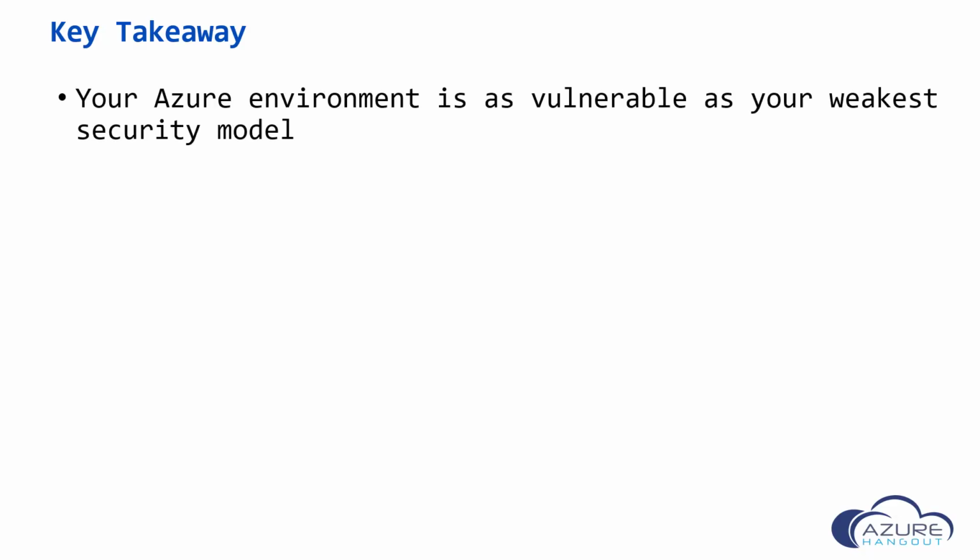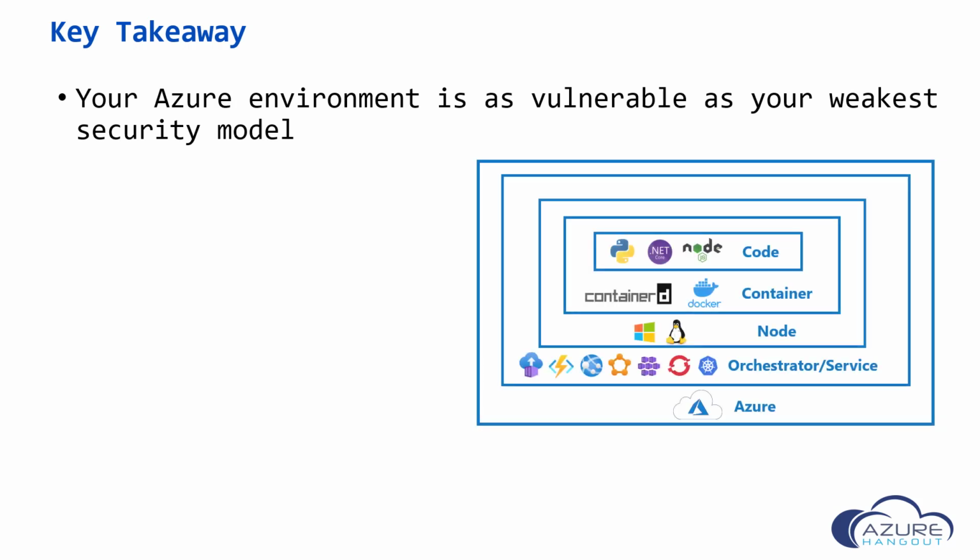But one of the things that I want to leave you away with is your Azure environment is as vulnerable as your weakest security model. So pay attention to this again. Those security models, any vulnerability, software flaw, misconfiguration at any of these impact on other. It's an intersection of risk. That's my term that I use for it. They are all connected to one another, and you need to look after all of them.